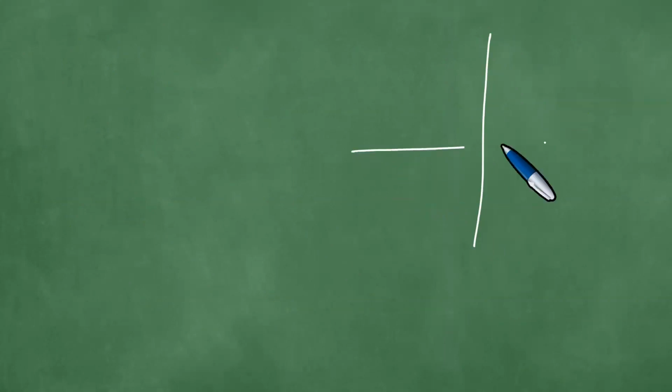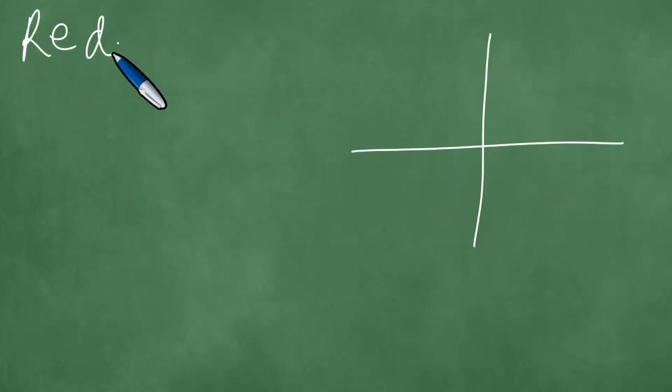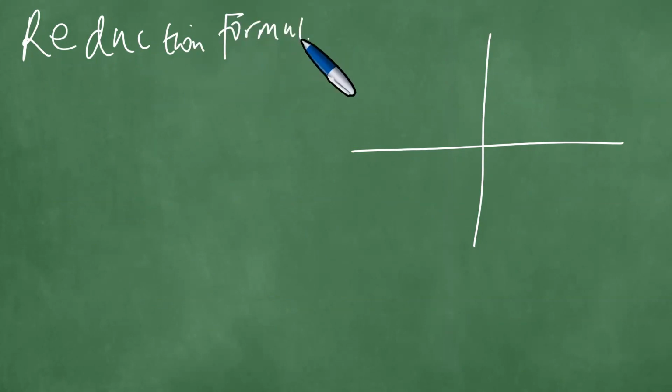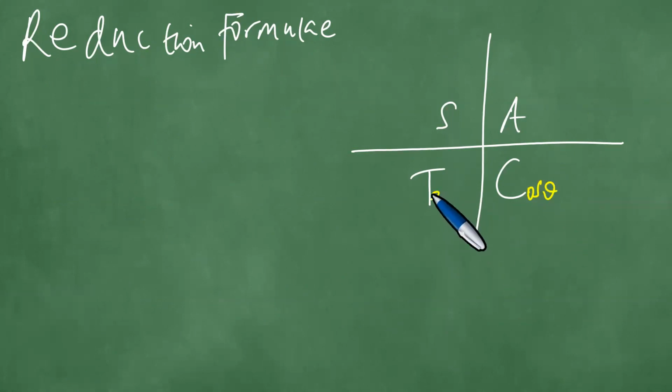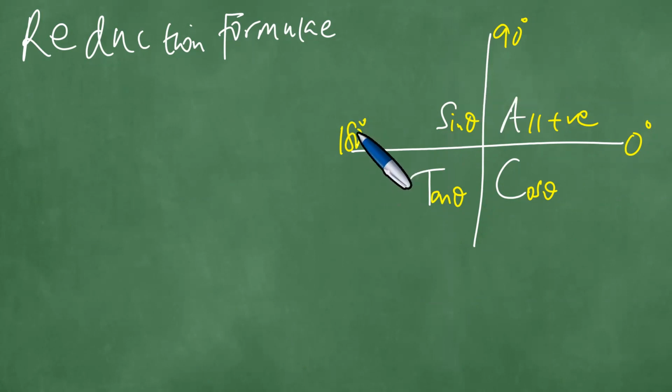Right, and look at reduction formulae. Okay, let's look at the CAST diagram. Right, in view of the CAST diagram, we know that this one is cosine theta, tangent of theta, sine theta, all positive. 0 degrees, 90 degrees, 180 degrees, 270 degrees, 360 degrees.